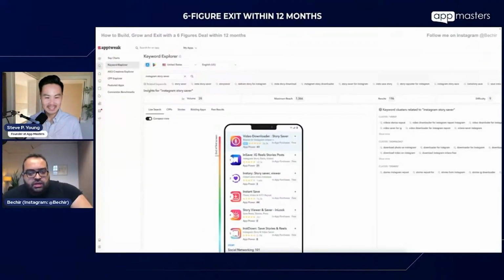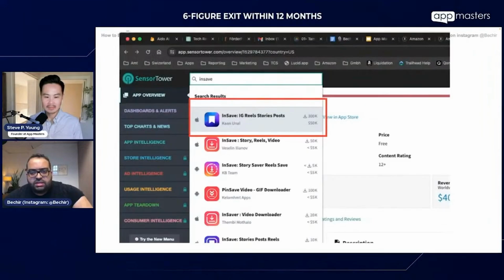I use Uptweak to see the competition. So in search results in the App Store, who's doing that? Besides the app I saw for sale, I will keep looking in the App Store. Who are the top 10 apps in the App Store US, for example? And here I did the search, Instagram story viewer or saver. And I see InSave as number one. I will inspect what InSave is doing in Sensor Tower. This is free also.